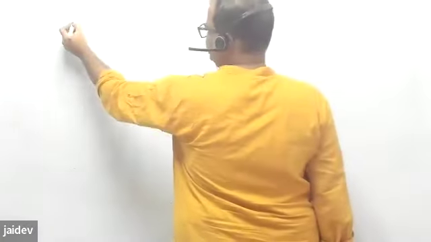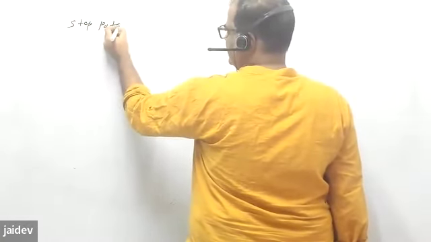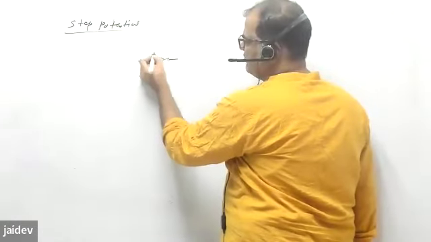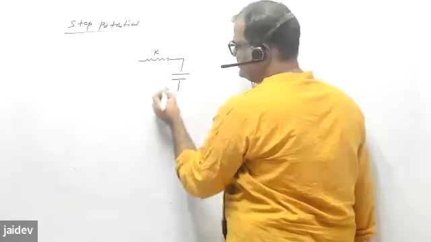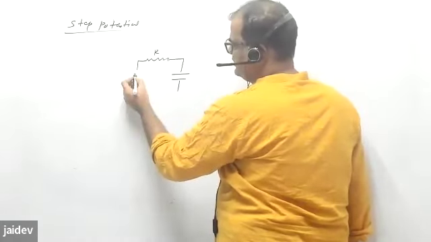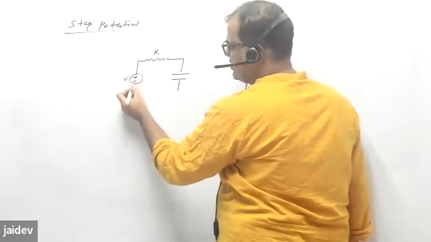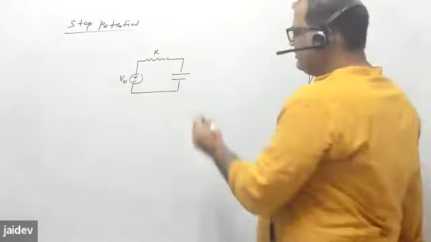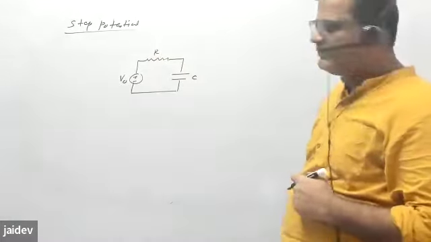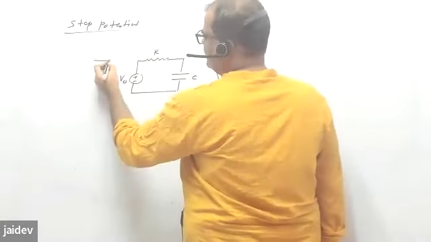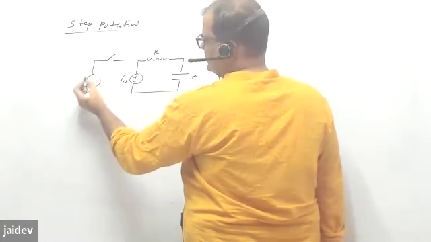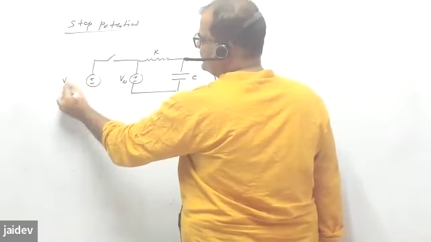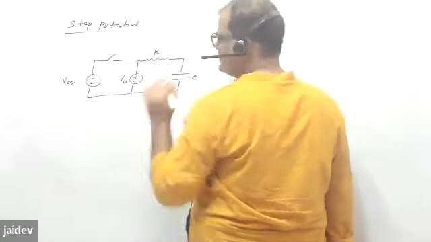Now we'll see the step potential case. Suppose we have a resistor R and a capacitor, and here one source is present, say V naught, though there may be anything. There may be some more resistors, but I'm taking the simplest example. Here one more source is present, which I will call V final, or V infinite. V infinite means the final source. This is just for understanding.